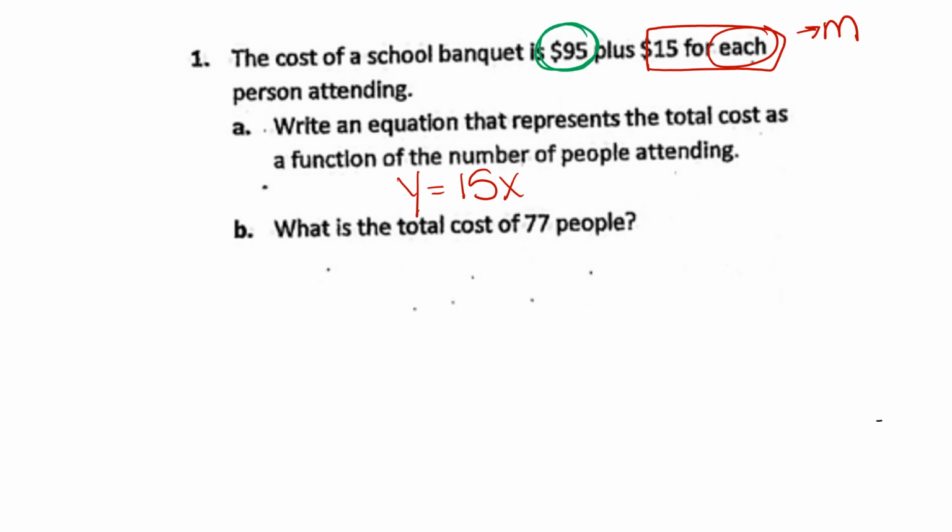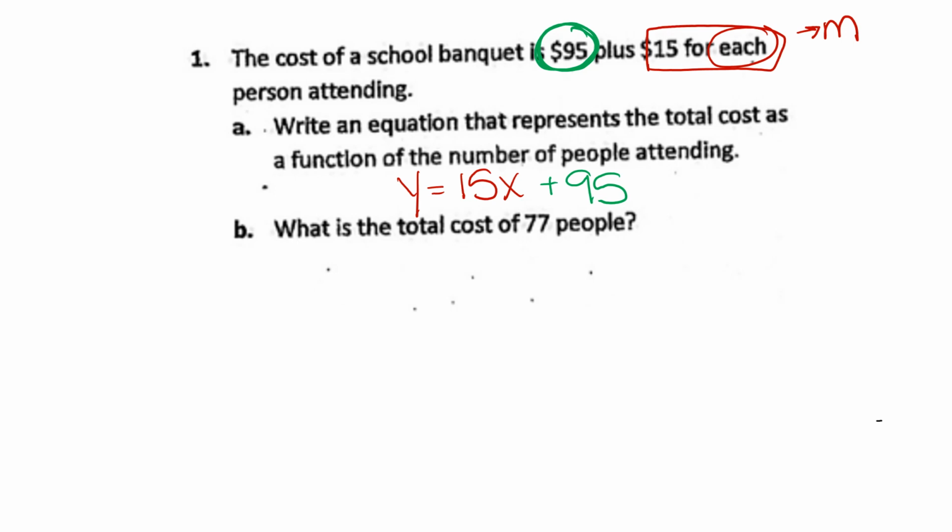The $95 is the fee that you have to pay first before you can get into the banquet. So you pay the $95 fee and then $15 per person. Our equation, once you put in both pieces of information, is y equals 15x plus 95.